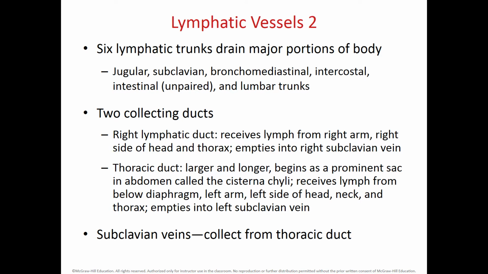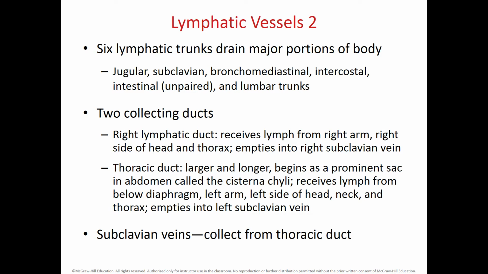The jugular trunks will drain the lymph from the face and the scalp. The subclavian trunks will drain the lymph from the arms, and the bronchomediastinal will drain the lymph from the lung region and the heart region. Now, some of these trunks will merge, and then they will form the major ducts. We have 2 major collecting ducts.